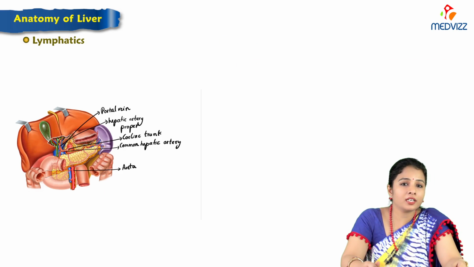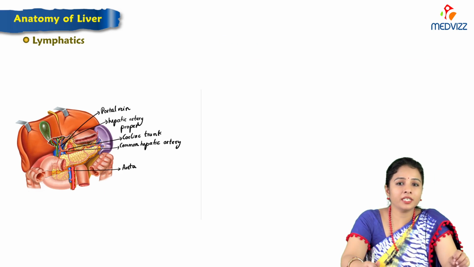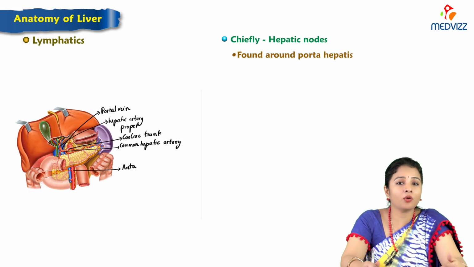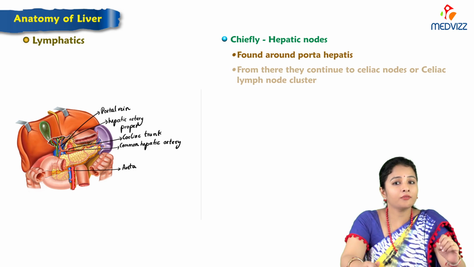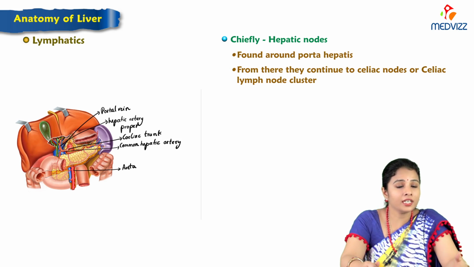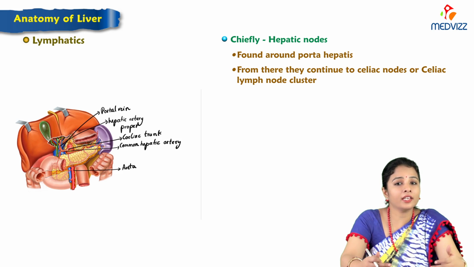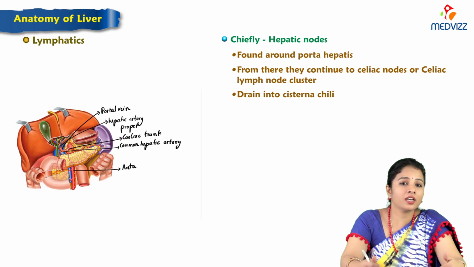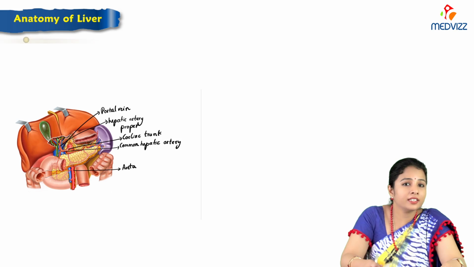Moving on to lymphatics, the lymphatic drainage is mediated chiefly by hepatic nodes, which can be found around the porta hepatis. From there they continue to the celiac nodes, or celiac lymph node clusters, and eventually drain into the cisterna chyli. So that is the lymphatic drainage of the liver. And let's see the innervation.